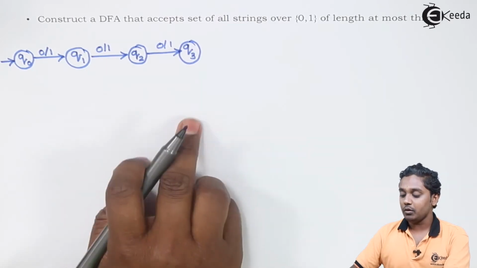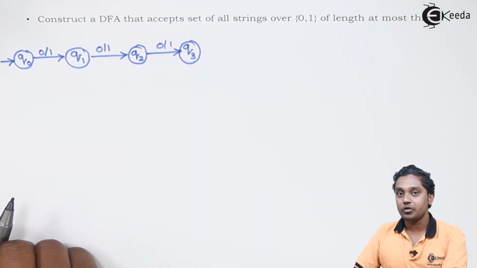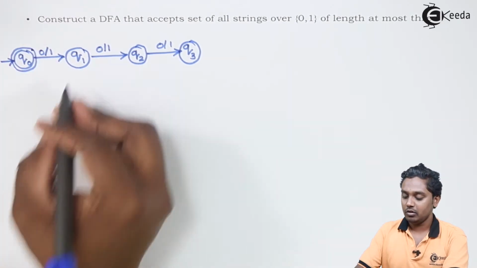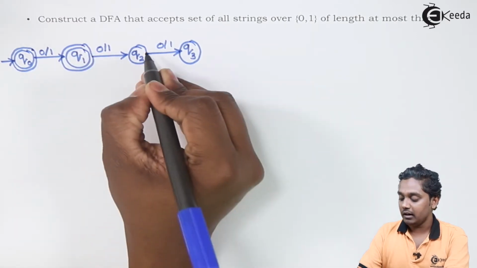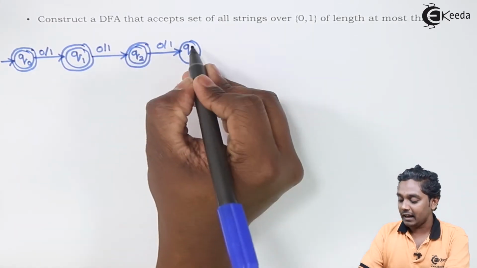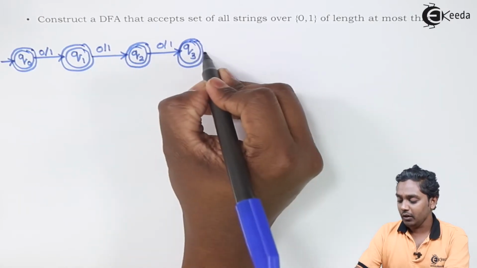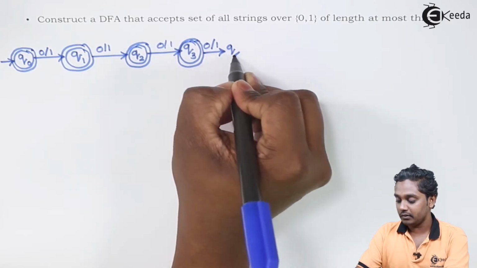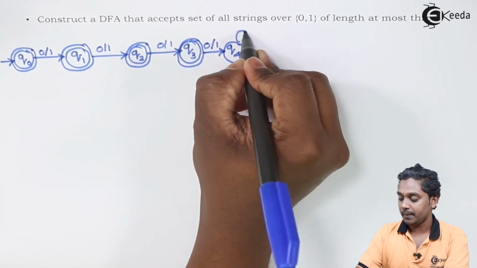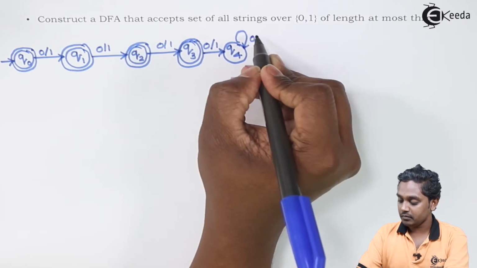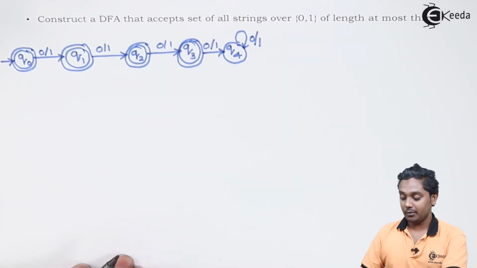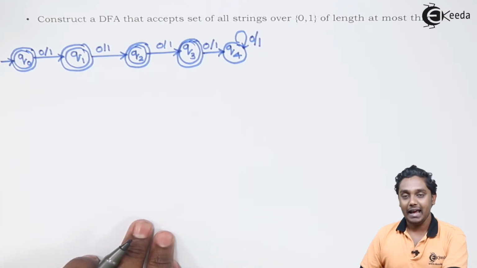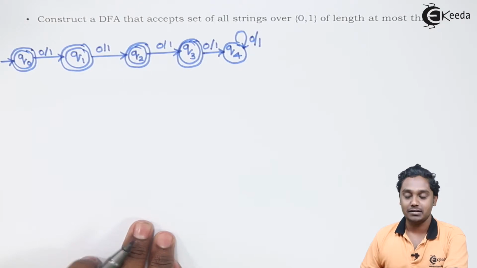Now, what is the question? The question is, it should have at most 3 as the length. We know that length 0 is also final, length 1 is also final, length 2 is also final, and length 3 is also final. But if the number of inputs exceeds length 3, then this is a non-final state. After the fourth alphabet, even if more input alphabets are coming, it is never going to have a length of at most 3. Hence, the last state is a non-final state.